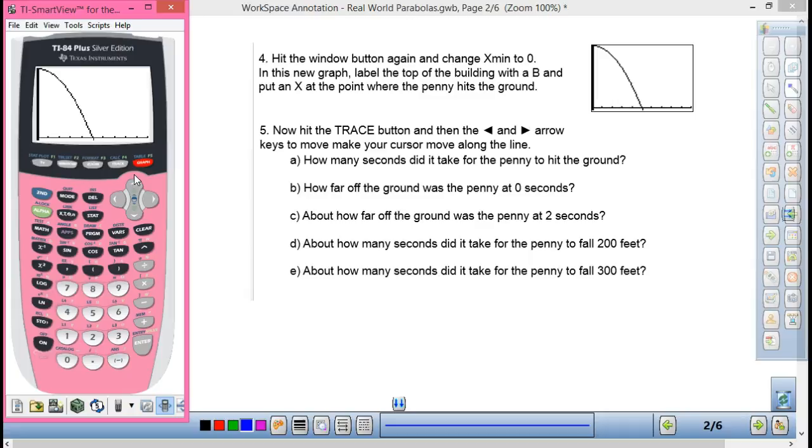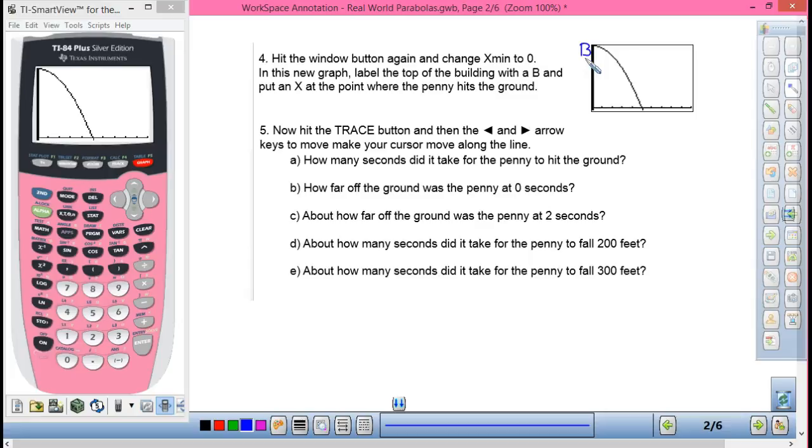Okay. So they want you to label the top of the building with a B. Okay, remember you're throwing this penny off the top of the building. Where's your B at? Put it on your graph. Label your graph with a B. Where are you throwing this penny off the building? Yeah, it's going to be right here, right? Not even the highest point, where x is 0, right? Because that's where I'm tossing my penny off the building. Okay? And it wants an x where the penny hits the ground.